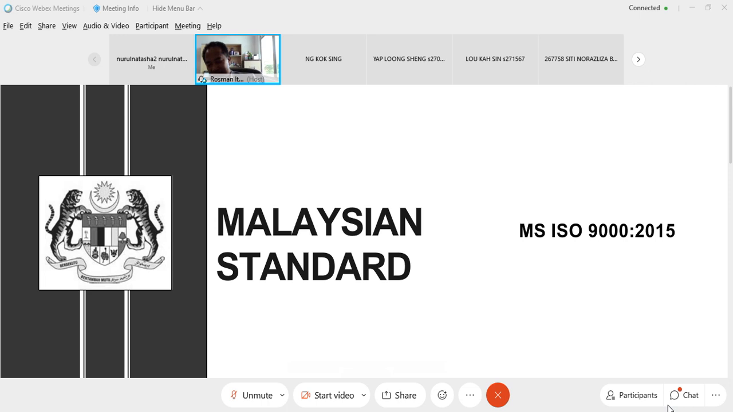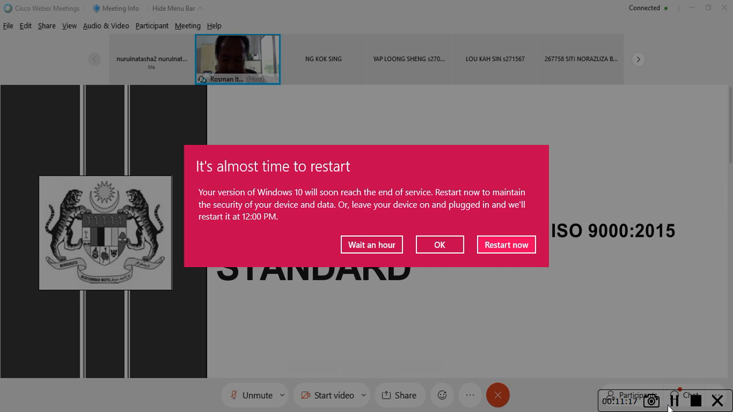Today we will discuss ISO 9000. ISO 9000 is one of the family of quality management system standards. Look at the title of the standard, ISO 9000, not 9001. The title is Quality Management System Fundamentals and Vocabulary. This means this standard is not meant for certification. We cannot use it for certification. The only standard we can use for certification is ISO 9001. ISO 9000 is for fundamentals and vocabulary only.